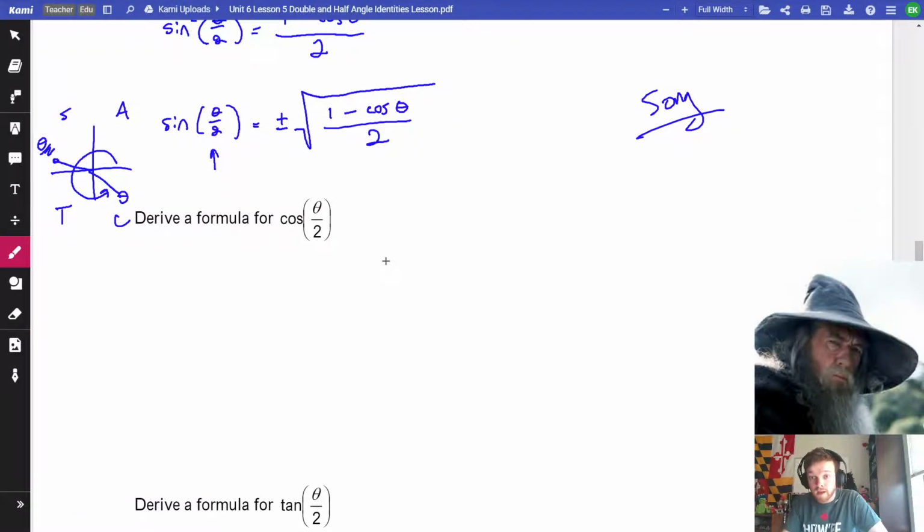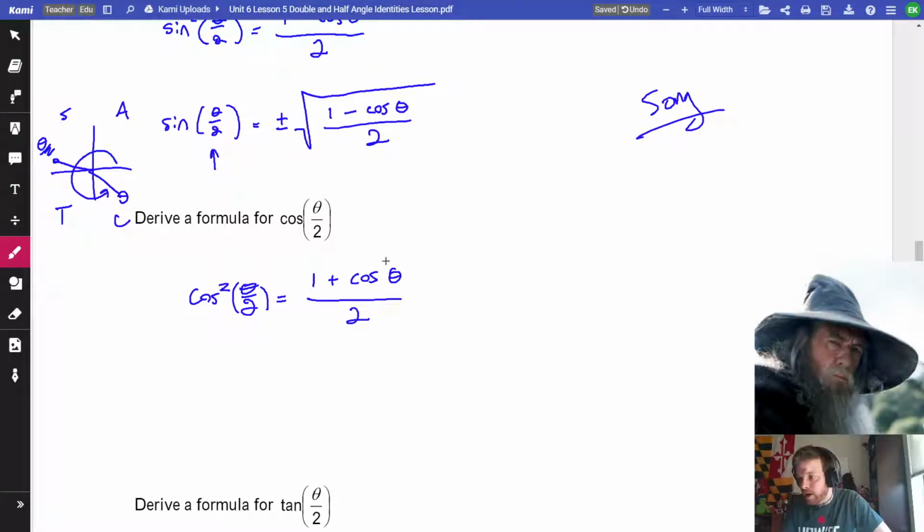Cosine theta divided by 2, very similar process. Cosine squared theta divided by 2 is equal to 1 plus cosine 2 times the input angle, which is just theta, since theta divided by 2 times 2 is theta, all divided by 2. And then for our half angle formula, we're going to square root. We get plus or minus the square root of 1 plus cosine theta divided by 2.